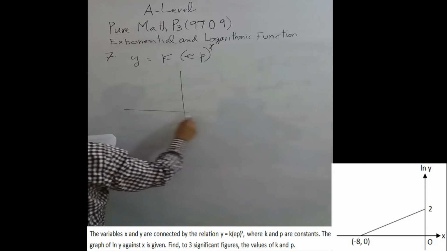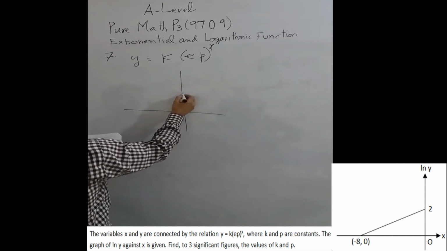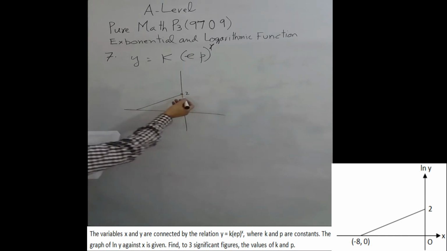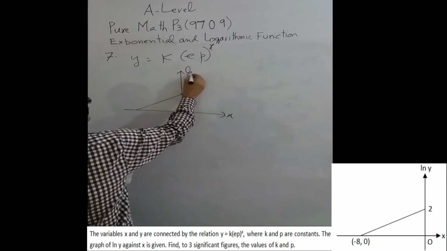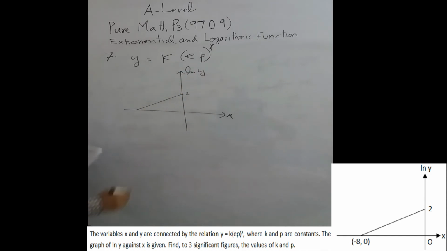Now understand this graph. It is intersecting at, meaning the y intercept is 2. Here you have x, here you have ln y. So this point is minus 8, 0. You are given this graph and you are asked to find the values of k and p. Now we have y is equal to, now see that this is an exponential curve. This exponential relationship is not linear.